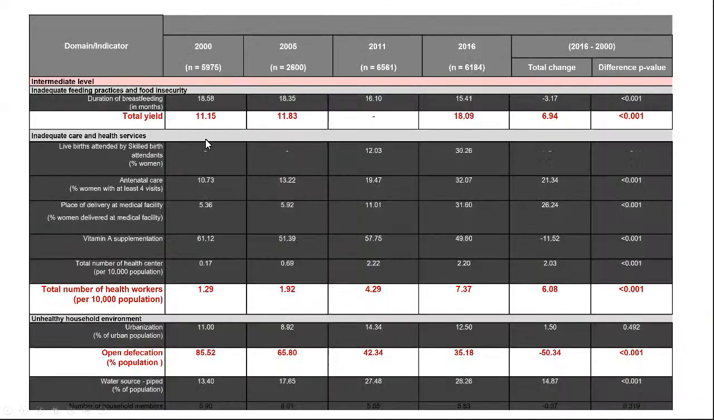A couple other variables here. So here's an indicator that we included as a proxy of food insecurity. It was total consumable crop yield. And we can see that in the year 2000, it's about 11 quintals per hectare. In the year 2016, it improved to 18. So huge improvements there, and that is statistically significant. So again, from this assessment, I would say, okay, this is a candidate variable that we can include in the modeling. The total number of health workers also improved from 1.29 per 10,000 population in the year 2000 to 7.4 approximately. So that's a huge improvement, many fold, and definitely statistically significant. So again, this would be the type of variable we could move forward for modeling.